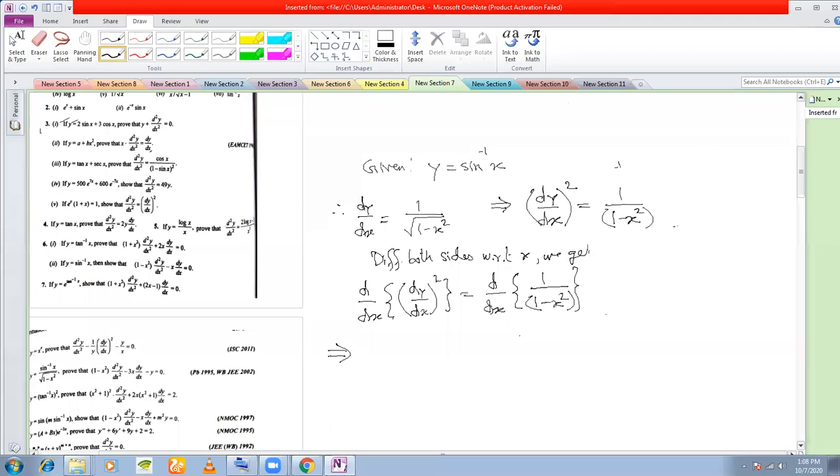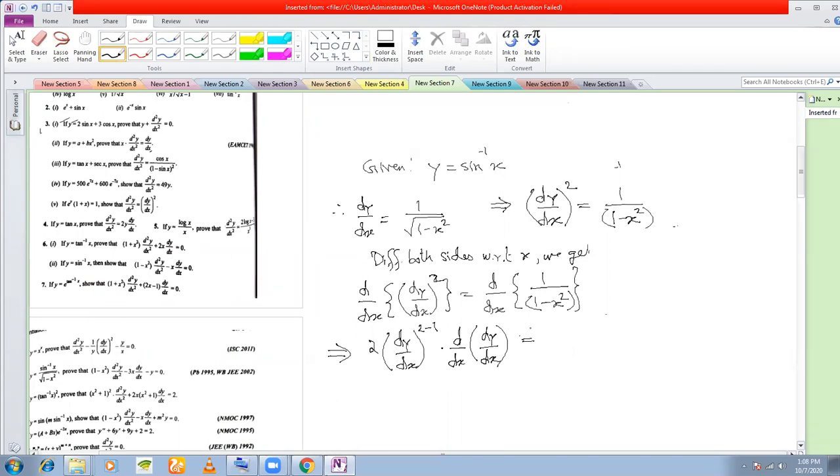So now, what is d/dx of (dy/dx) whole square? You see a power here. So first I will differentiate the power. Twice power, dy/dx to the power of 2 minus 1, nx to the power of n minus 1, into the differentiation of dy/dx, d/dx of dy/dx, right or wrong? You understood this differentiation? This is something new. So remember this differentiation, very important. Is equal to d/dx of 1 by 1 minus x square.